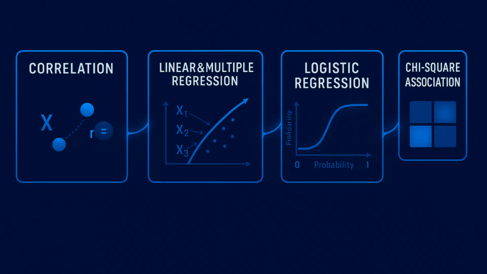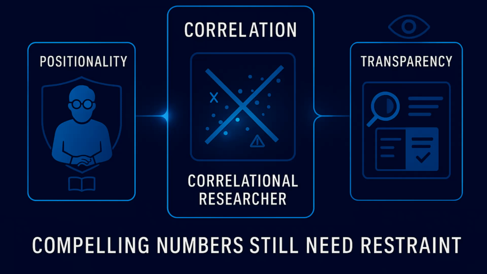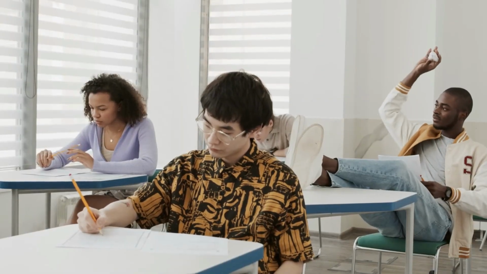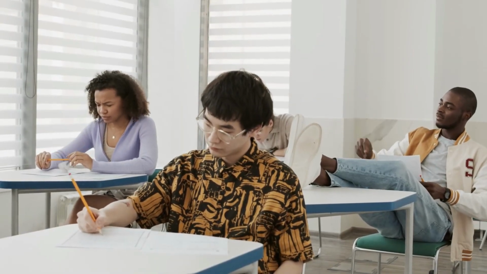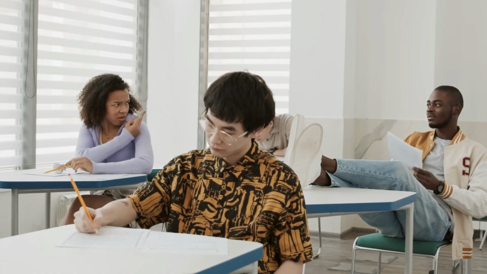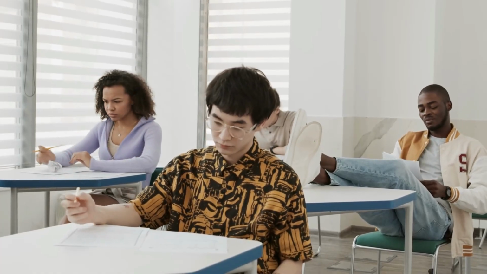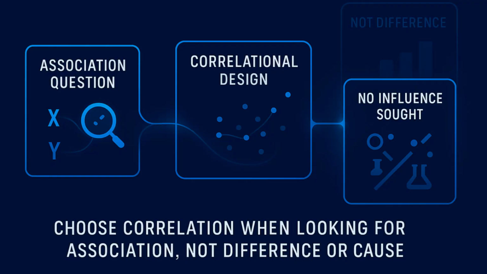The positionality of the correlational researcher requires restraint and transparency. Correlation does not imply causation even when the numbers are compelling. A study examining the relationship between teacher self-efficacy and student engagement might reveal a strong connection, but the design honors the limits of what that connection means. Correlational design is chosen instead of causal-comparative work when the question is about association, not difference, and instead of quasi-experimental or experimental work when the researcher is not seeking influence or causality.